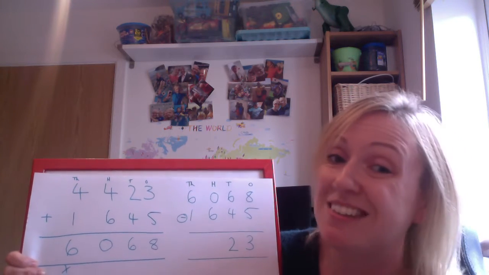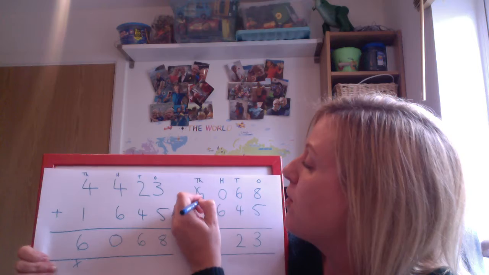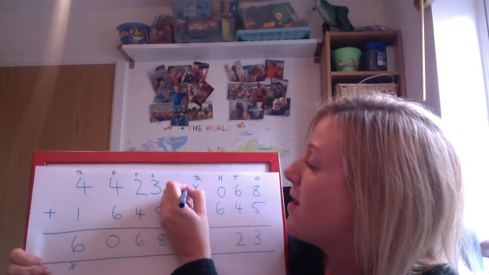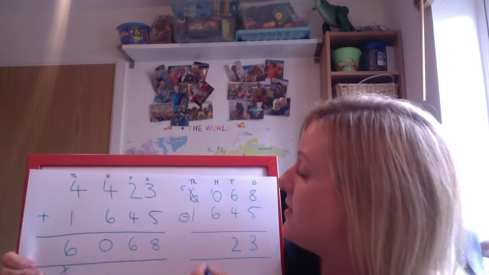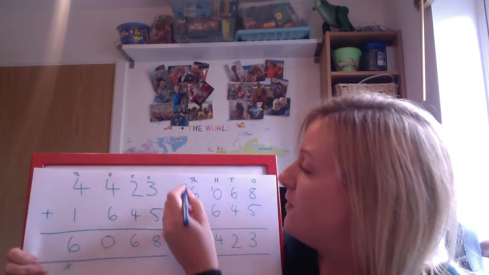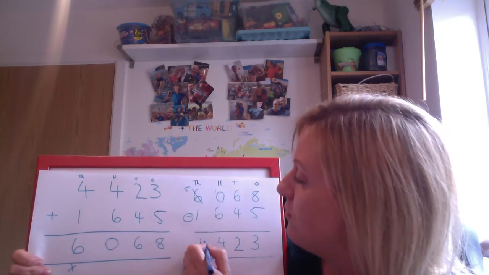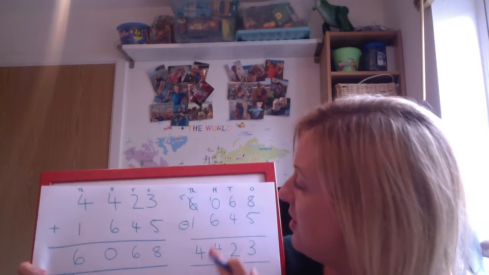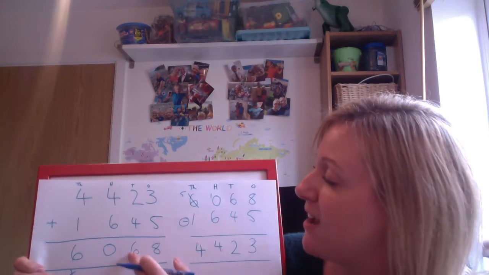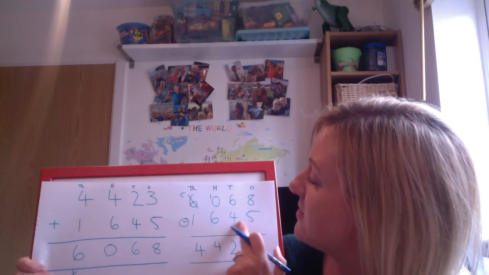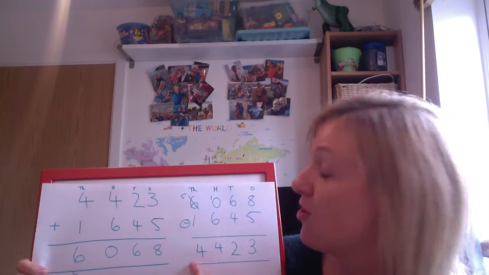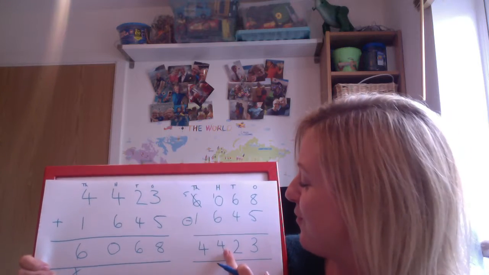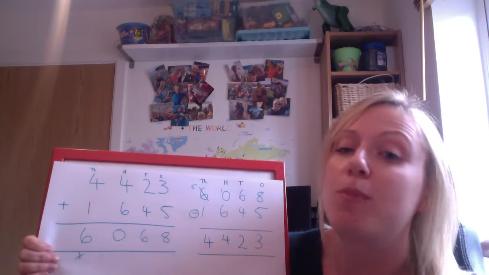0 take away 6, I can't do it. So I'm going to have to borrow from over here. This is going to become a 5 and this is going to become a 10. 10 take away 6 gives me 4. 5 take away 1 gives me 4. So if we look at the question, I took 6,068 from here, 1,645 from here, and I've ended up with 4,423, which was at the top here.